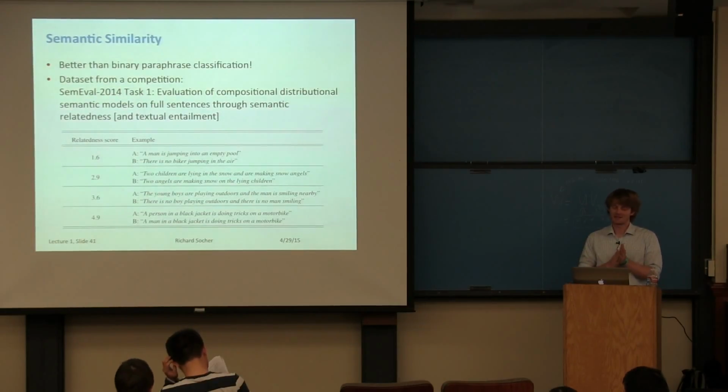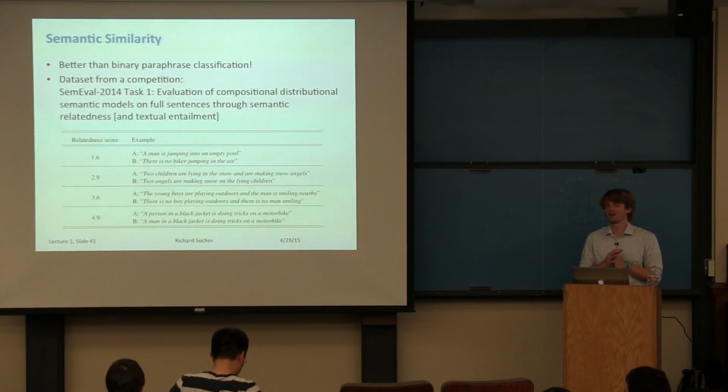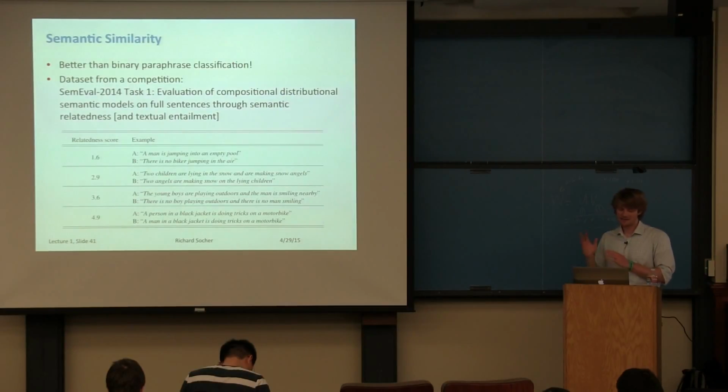The last task that is actually very interesting, and I alluded to in the beginning of the class, is semantic similarity. And this is very relevant if you want to build a summarization system, for instance, for various other kinds of tasks. And this is really the better way to evaluate than the paraphrase classification, which is either 0 or 1. This kind of data set comes from a competition, actually from last year, where they collected a bunch of sentence pairs and asked multiple people to evaluate how similar these 2 sentences are on a scale from 1 to 5.